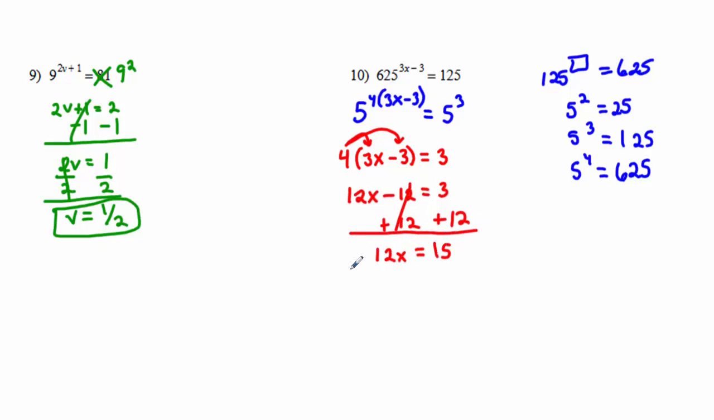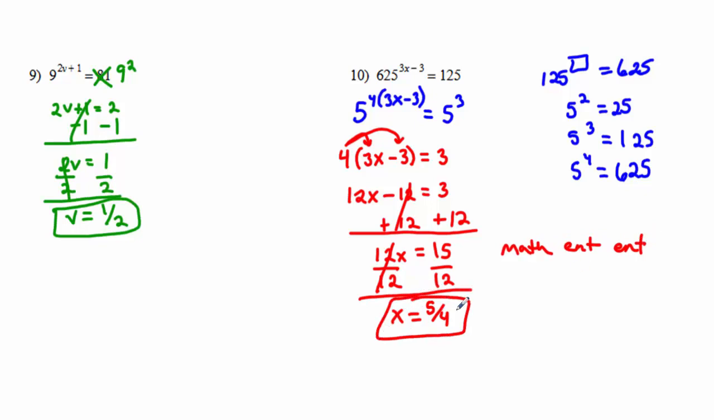12x equals 15. Divide both sides by 12. Now 15/12 can be simplified because you can divide them both by 3, which gives you 5/4. And so if you aren't good at recognizing that, remember you can type 15 divided by 12 into your calculator and then do math, enter, enter, and it will change it to a reduced fraction for you. It would tell you that it's 5/4.